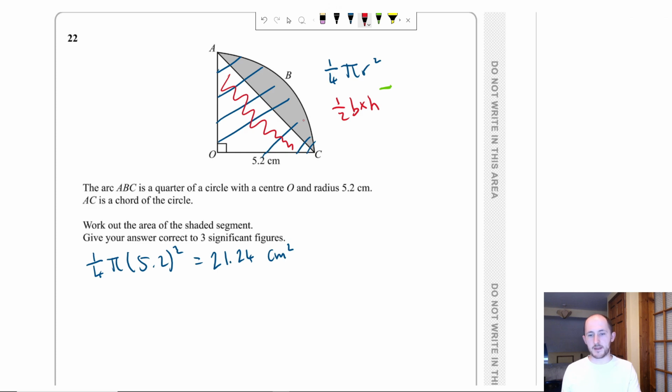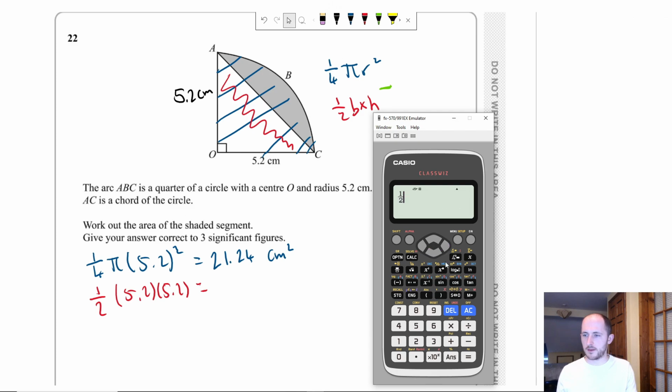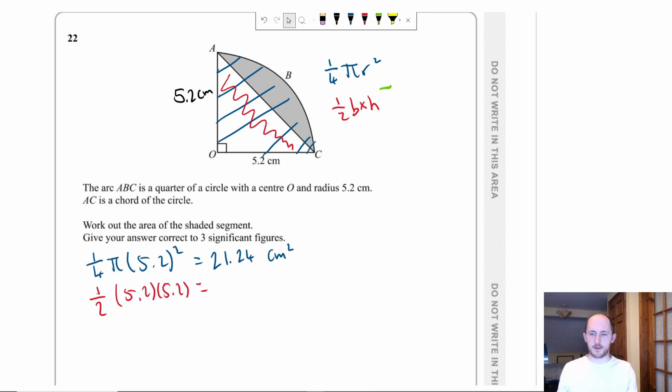Half base times height. Well, this is actually where it gets a bit interesting. Because since O to C is the radius, OA is also the radius, which means OA is also 5.2 centimeters. Okay? So, that's where this gets a little bit trickier, okay? But hopefully that makes a bit of sense. So, we have a half, 5.2, 5.2. Ooh, something weird happened back there. Let's delete that. 13.52.